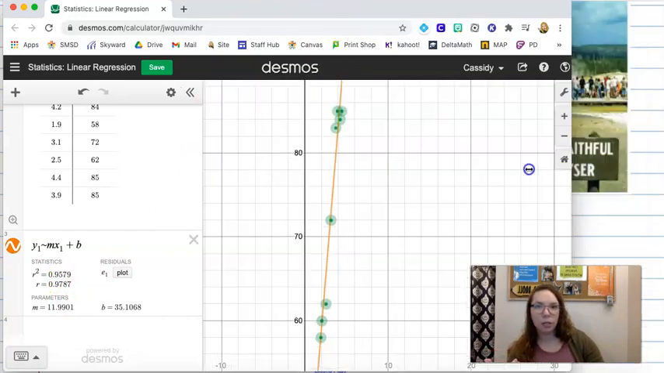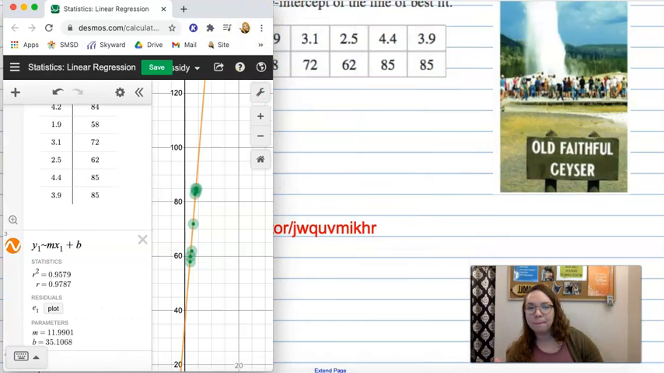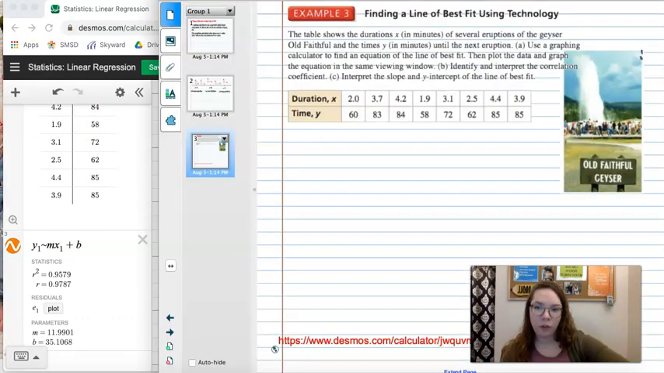First, let's write the equation. That's what they asked for part A. So I've shifted my windows here again so that I can easily see both. But my slope, let's round to the nearest hundredth. Did it specify? It didn't specify, so we'll use the nearest hundredth. I'm going to have y equals 11.99x, so I'm rounding to 2 decimal places, plus 35.11, because that 6 will round us up here. So that's my equation. It says then plot the data and graph the equation in the same viewing window.